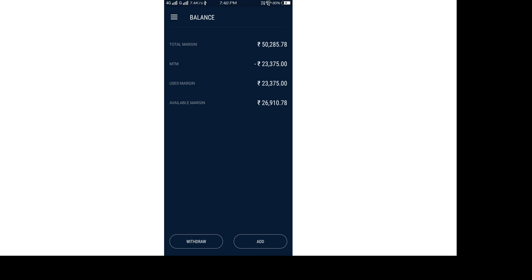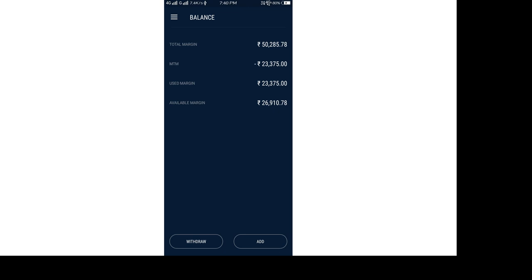So after this, I just want to add one more thing. Now I have 1,50,000 added to my account. This morning I was left with only 50,000. And after the 23,000 loss today, I am hardly left with 25,000 in the account.